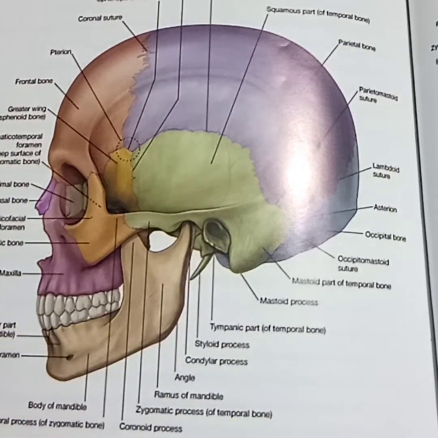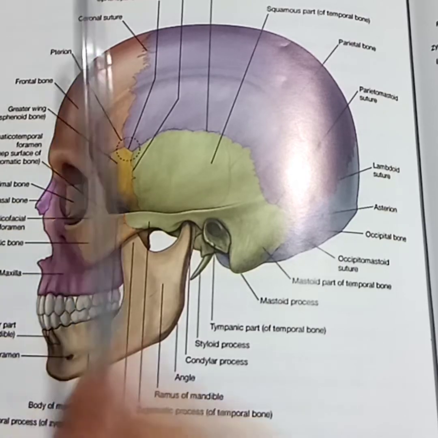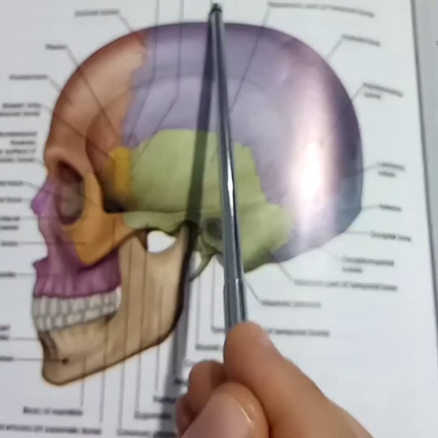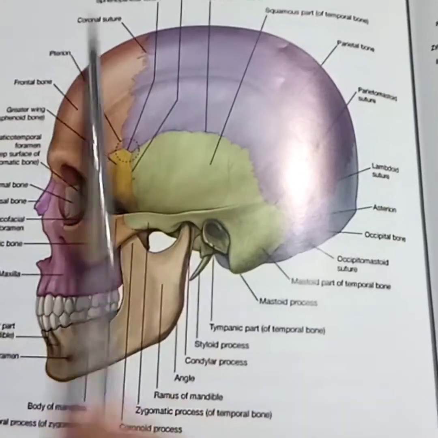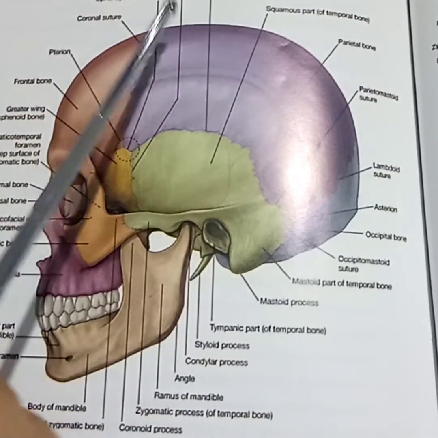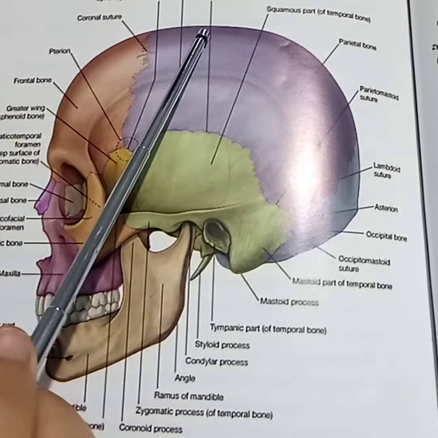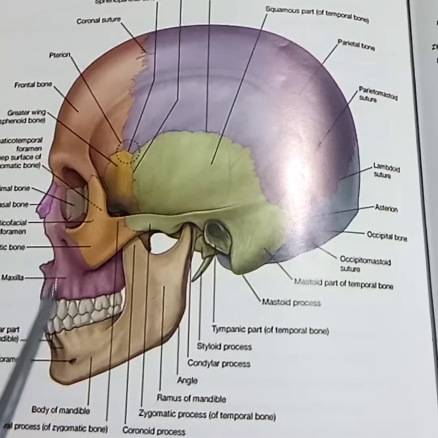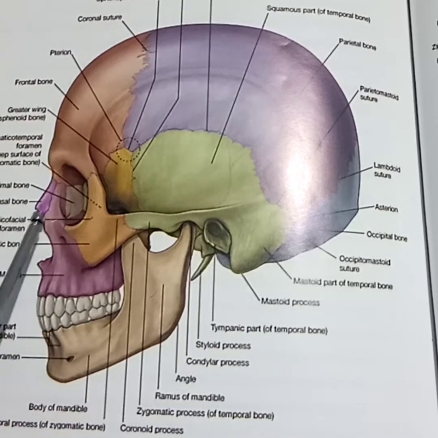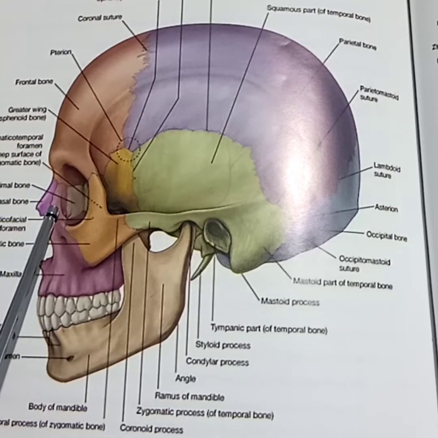For the best description of the cranium, we have to take a number of views. Each view will be named Norma. When you look to the skull vertically from above to see the superior surface or the superior aspect of the skull, this view is named Norma verticalis. When you look to the skull from the front, this view will be named Norma frontalis.